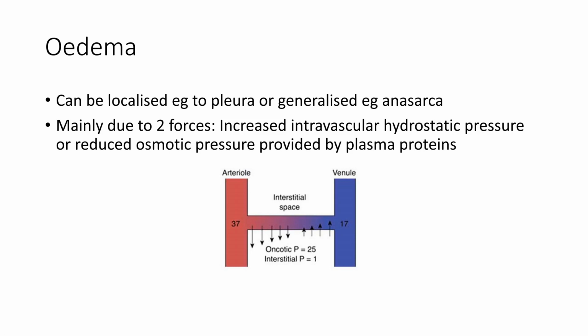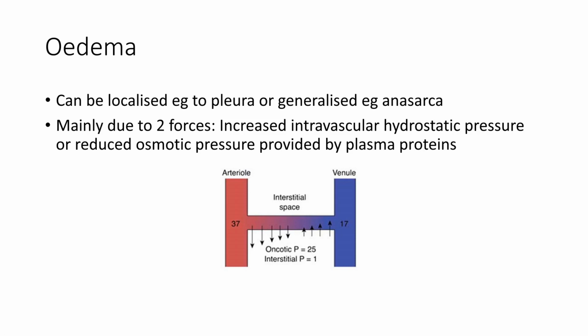The other factor is reduced osmotic pressure provided by plasma proteins, or what we usually call the oncotic pressure. So the oncotic pressure is a pressure that is exerted by proteins in circulation, and this pressure actually directs the flow of fluid into and out of the tissue space into the vasculature. So depending on the oncotic pressure, we're able to determine whether or not fluid will accumulate in the interstitial space or will remain in circulation.